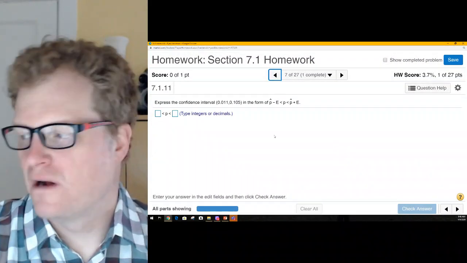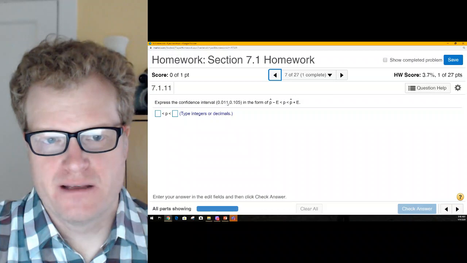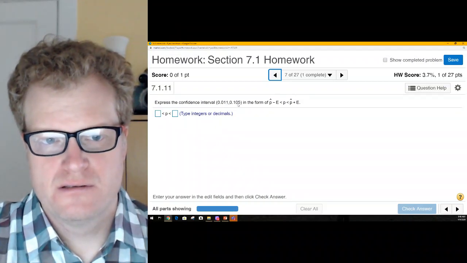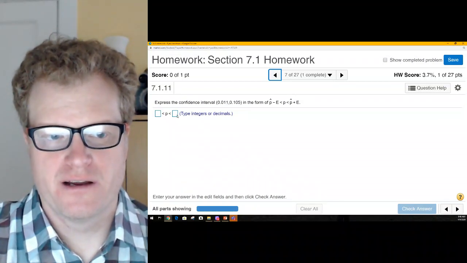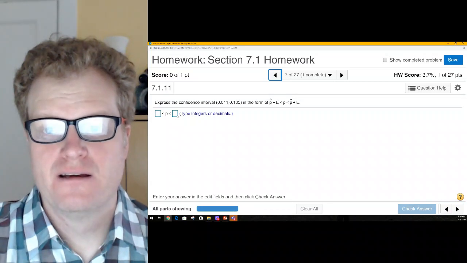Sorry, while I'm here, take these two numbers, here and here, and put them here and here. It's just another way of writing this confidence interval.